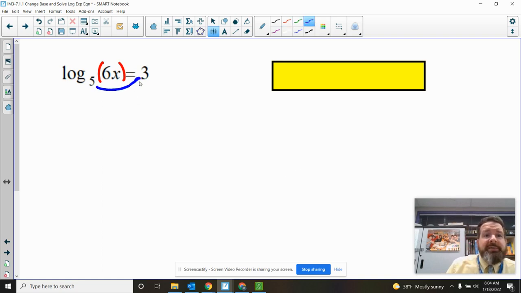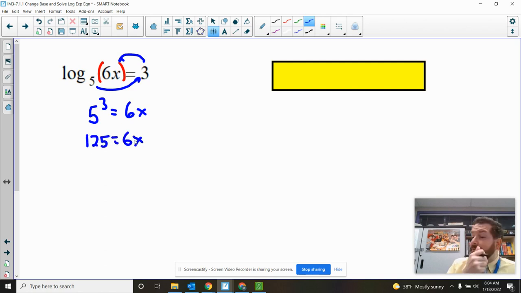Switch now to your exponential form. So 5 to the power of 3 equals 6x. So 5 to the power of 3 is 5 times 5 times 5. That's 125. And now solve what's left. I don't want 6x. I want just x. So divide by 6. So the x we end up with then is 125 divided by 6.